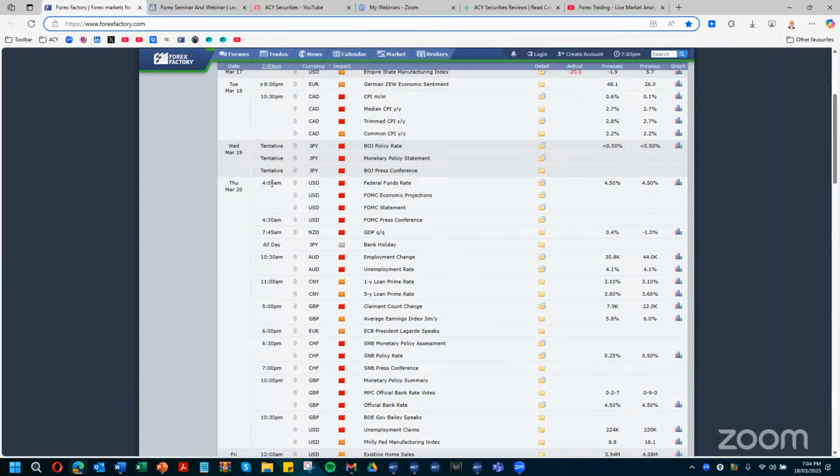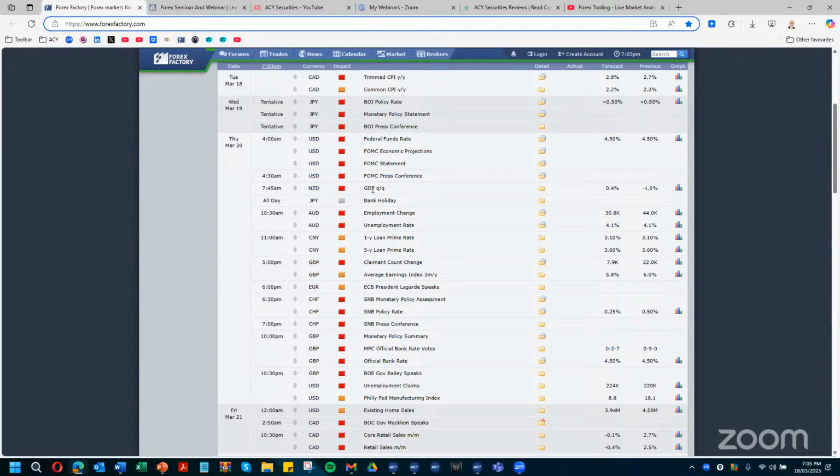Into Thursday, 4 in the morning, we have the US federal fund rate, FOMC economic projections, and FOMC statements. FOMC press conference at 4:30 is going to be volatile for all pairs, especially US cross-based pairs. Not expecting a cut, although I would say that the data from the US, generally speaking, over the last 30 days has been rather weak. CPI and PPI declined last week. The week before, in the job figures, unemployment went up. So we may see rhetoric from the Fed saying that maybe we're going to get more cuts this year as the data is a little bit weaker. We'll have to wait and see.